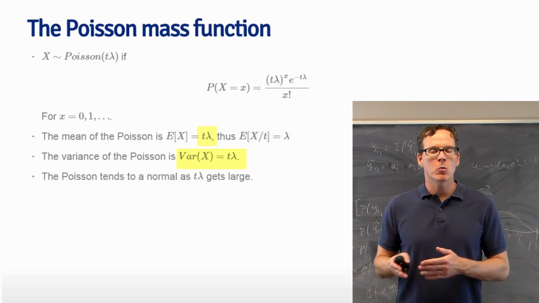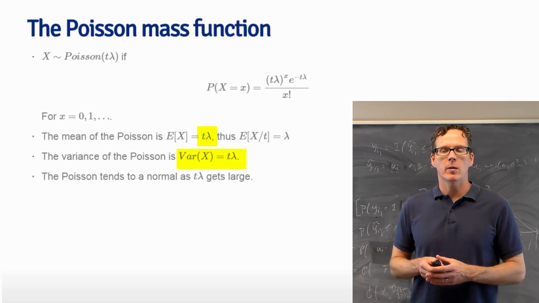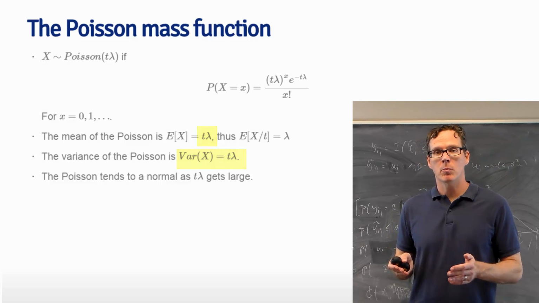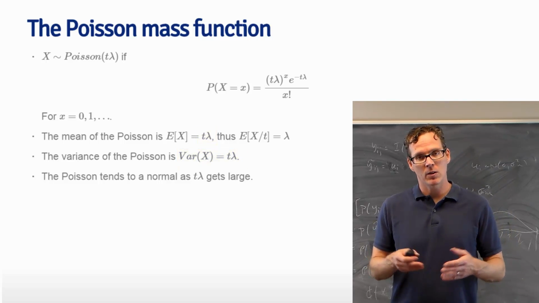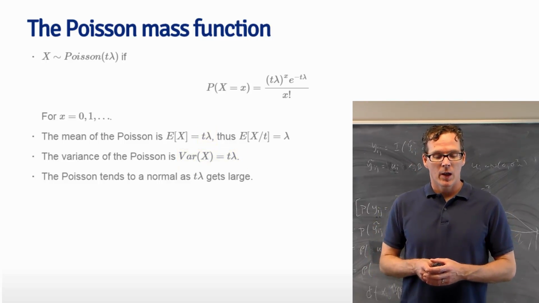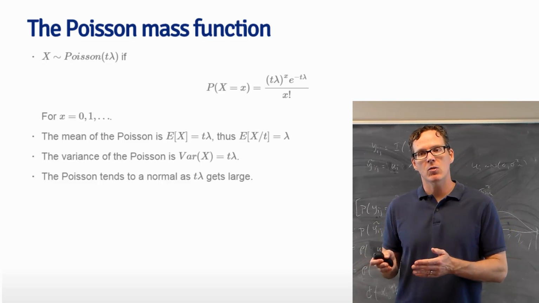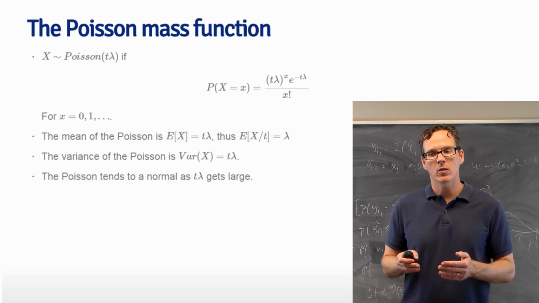The variance is equal to the mean, so the variance is t lambda. That's an assumption of our model that we can check, and we have some potential solutions if it doesn't hold. Another interesting fact is that the Poisson tends to a normal as the mean gets large. You can think of this in several ways.